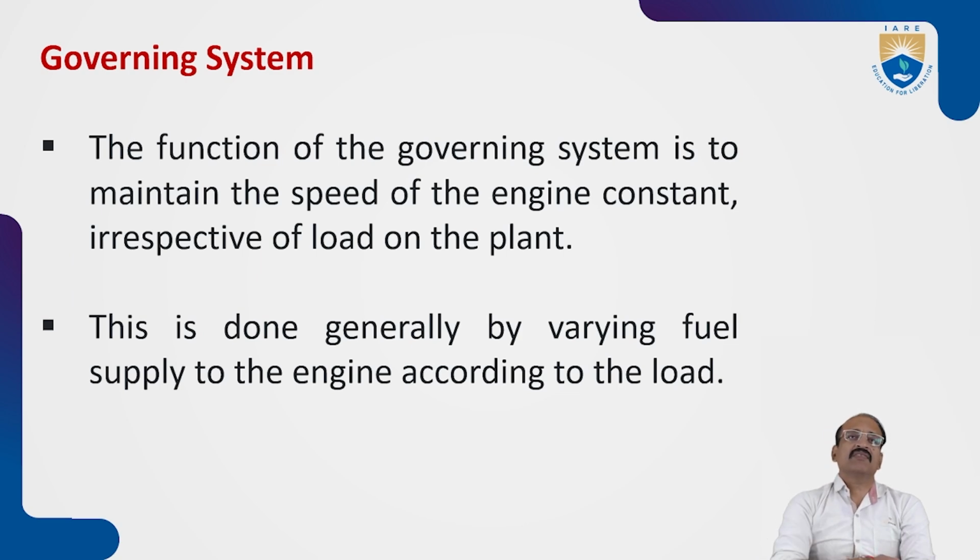Governing system. The function of the governing system is to maintain the speed of the engine constant, which is very, very important, irrespective of the load of the plant. This is the thing we have to be careful about in a diesel power plant. The speed should be maintained constant irrespective of the load. This is done by varying the fuel supply to the engine according to the load. If the load is less, we will supply less fuel. If the load is more, we will supply more.